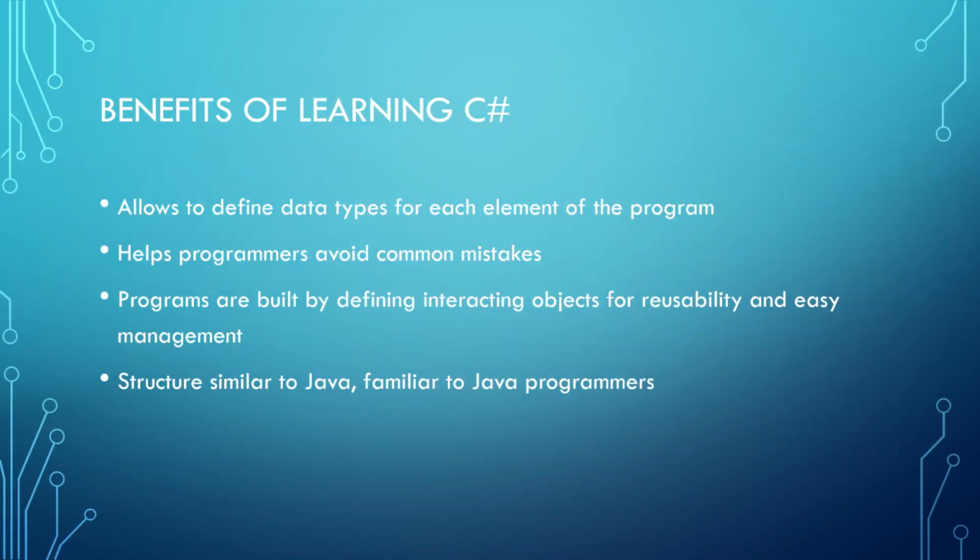Even if you already know a programming language, learning C# can make you a better programmer. Unlike languages like Ruby and JavaScript, C# lets you define the type of each piece of data in a program. Assigning a type essentially tells a computer what operations can and cannot be performed on a piece of data. This coding style helps programmers avoid a large class of errors common to Ruby and JavaScript. If you're familiar with Java, you'll recognize how C# programs are constructed by defining objects that interact with each other. This makes the code reusable and easy to manage.